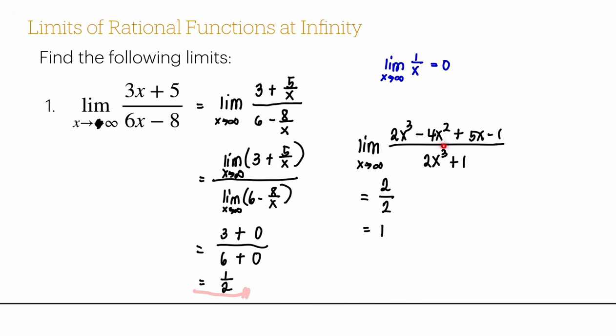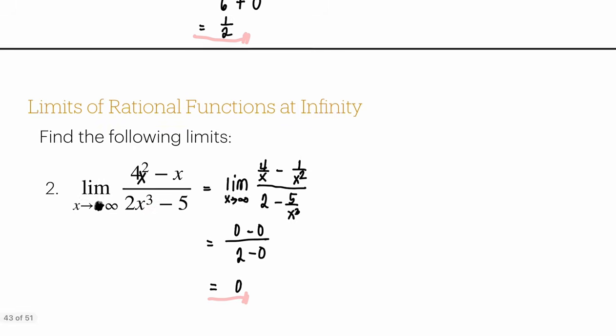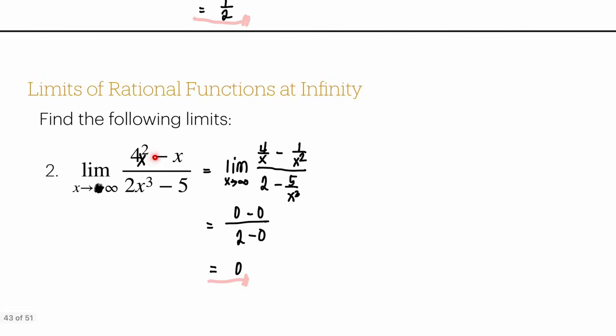If the order or the degree of the polynomial in the numerator and denominator are equal. However, in this case right here, number 2, if the degree of the polynomial in the denominator is greater than that of the degree of the polynomial in the numerator, this is 3 here in the denominator and it's just 2 here in the numerator, automatically the limit is 0.